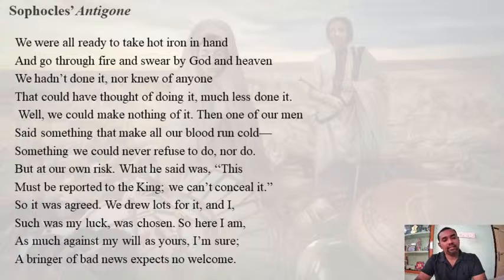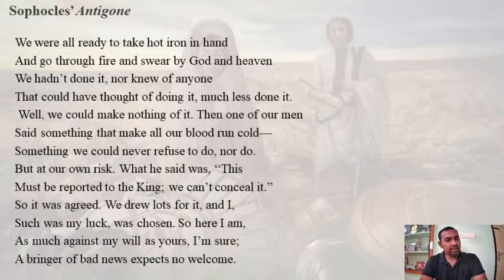Well, we could make nothing of it. Then one of our men said something that made all our blood run cold. Something we could neither refuse to do nor do but at our own risk. So one of the sentries pointed out that we have to do something. What is it? This must be reported to the king. We can't conceal it. So this is what made their blood run cold. This act must be communicated to King Creon.